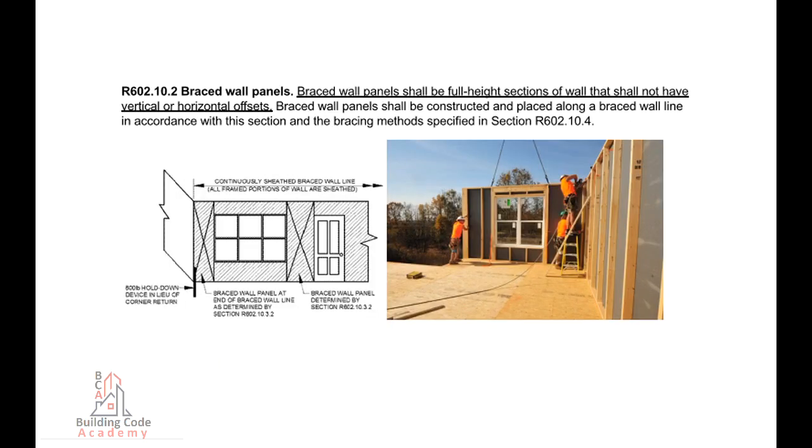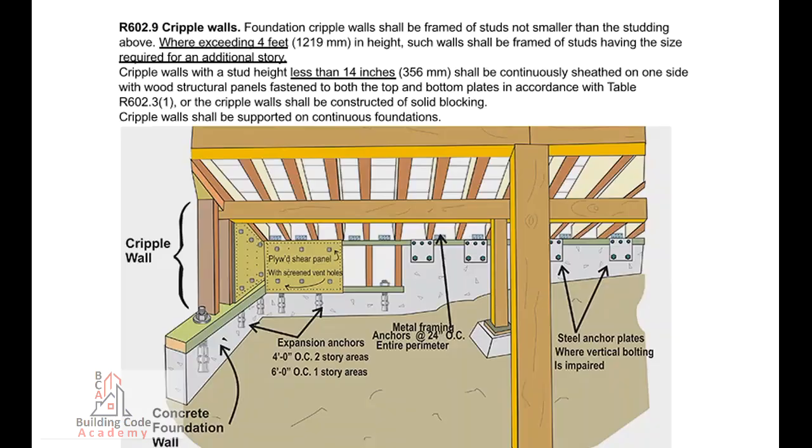R602.10.2 Braced Wall Panels. Braced wall panels shall be full-height sections of wall that shall not have vertical or horizontal offsets. Braced wall panels shall be constructed and placed along a braced wall line in accordance with this section and the bracing methods specified in section R602.10.4.